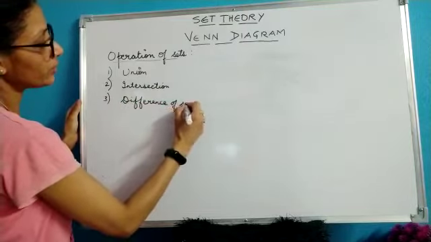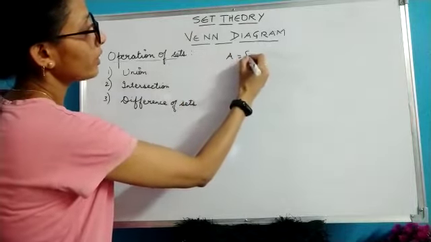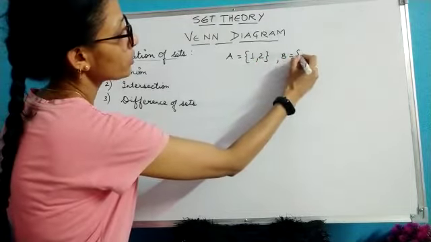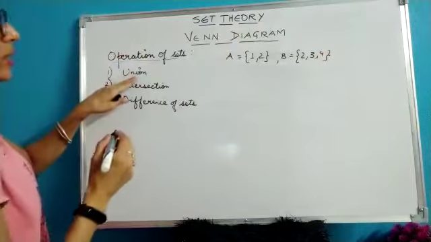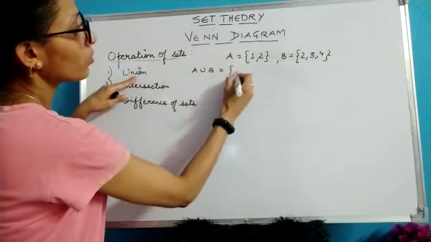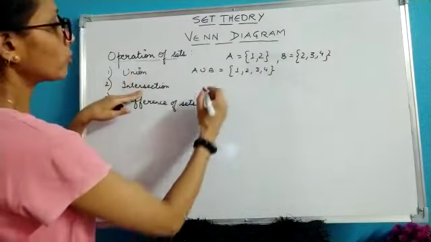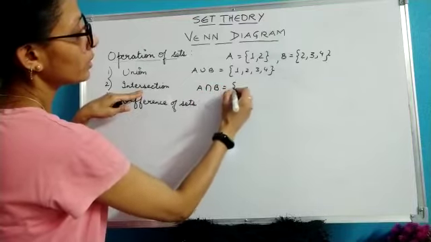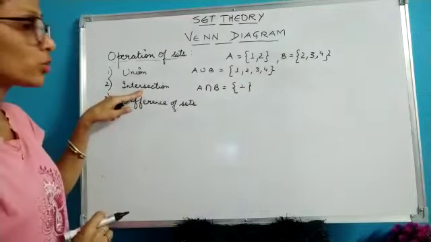Difference of sets. So as I told you, say set A is 1, 2 and let set B be 2, 3, 4. If I want to write A union B, I can write it as 1, 2, 3, 4. If I want to write intersection, so I can say A intersection B equal to 2 is common in them, so I can write A intersection B as 2.